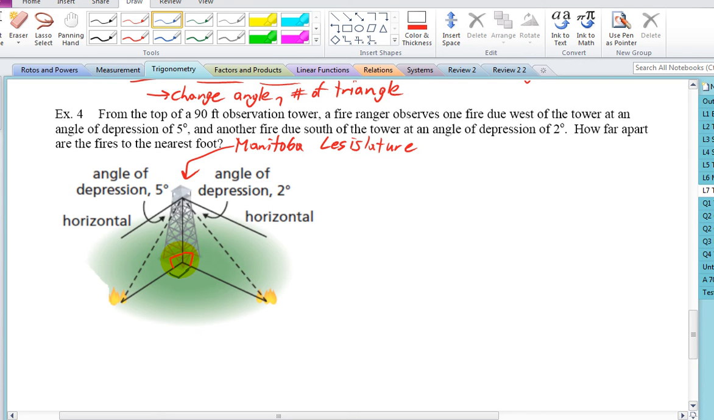Now this question isn't like your textbook. Your textbook is going to ask for x, it's going to ask for y, and then it'll say, what's the distance w? This question just asks for w right away. That's pretty challenging. So, a couple things to remember. This angle of depression, 5 degrees at the top, is also the same as the angle of elevation at the bottom. That's important. Same thing with the other triangle. Angle of depression of 2 degrees at the top is the same as 2 degrees on the bottom.